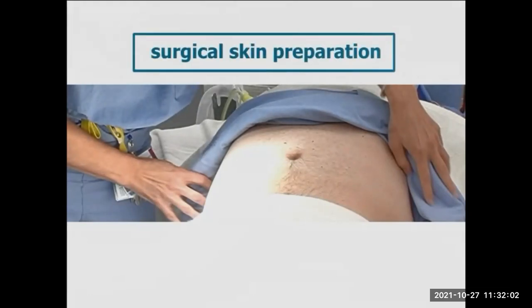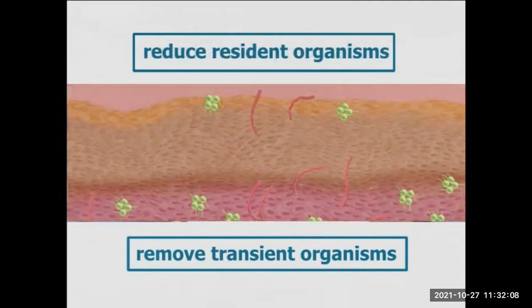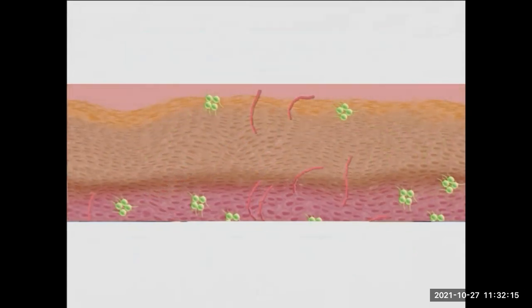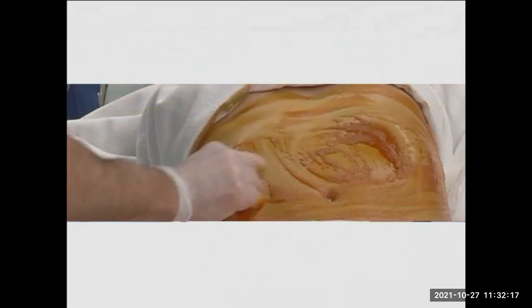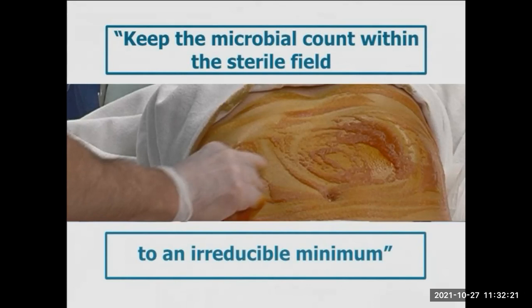The surgical skin preparation is carried out to remove transient organisms from the patient's skin and to reduce the number of resident organisms on the patient's skin. Since living human tissue cannot be sterilized, the goal of the surgical skin prep is the same as asepsis: to keep the microbial count within the sterile field to an irreducible minimum.